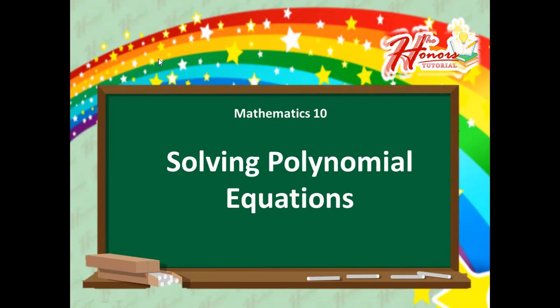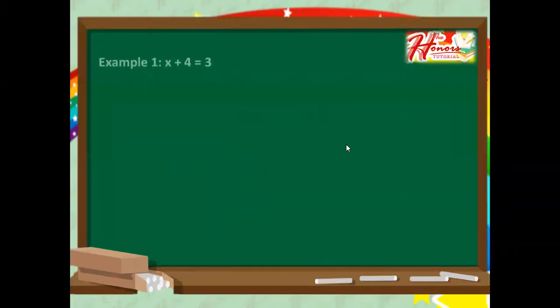Our topic for today is about solving polynomial equations under Mathematics 10. So let us have our example number 1, and this is x plus 4 equals 3. Let us write our solution here, and let me just copy the given, and that is x plus 4 equals 3. Our goal here, remember, is to have x only at the left side of the equation.